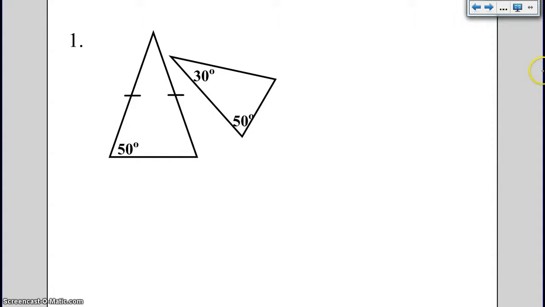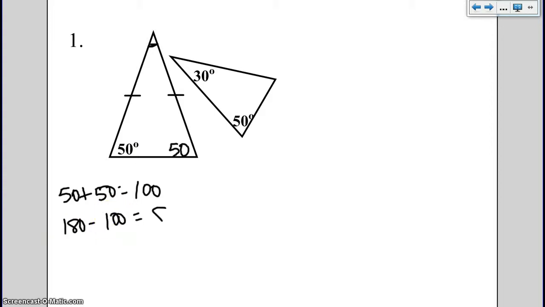Now, let's try it. This is number 1 on your classwork. It says, I'm given this isosceles triangle and this triangle with two angles. So if I know this is an isosceles, then this one has to be 50. What's 50 plus 50? 100. So that means this angle should be 180 minus 100, and that gives me 80.